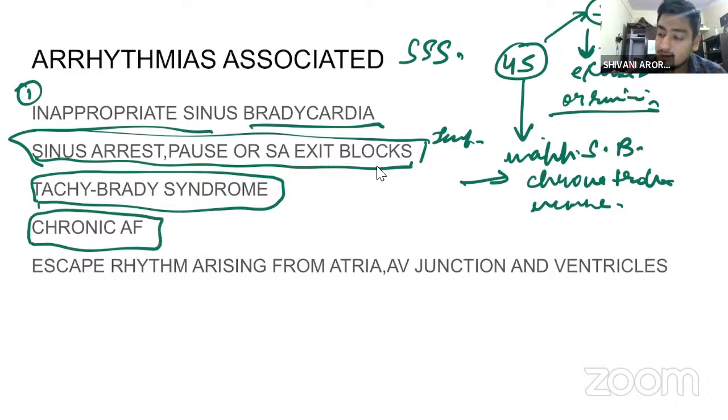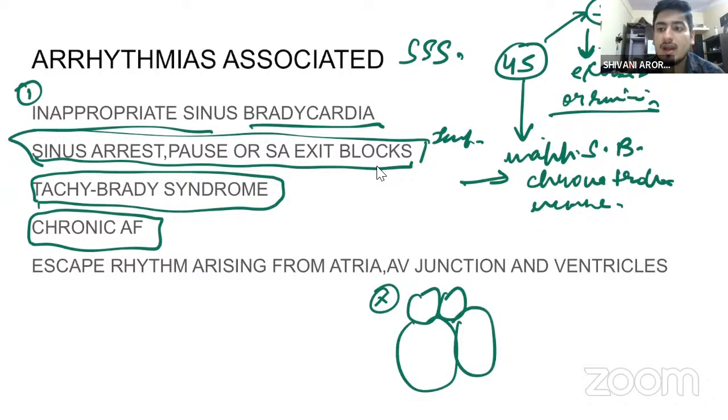Why? Because suppose the SA node is not working, so someone should take the work of the SA node. If the atria get hyperexcited and start firing and take over the pacemaker function of the SA node, it leads to atrial fibrillation. So in that case, since the SA node is not working, the patient would be in chronic atrial fibrillation.